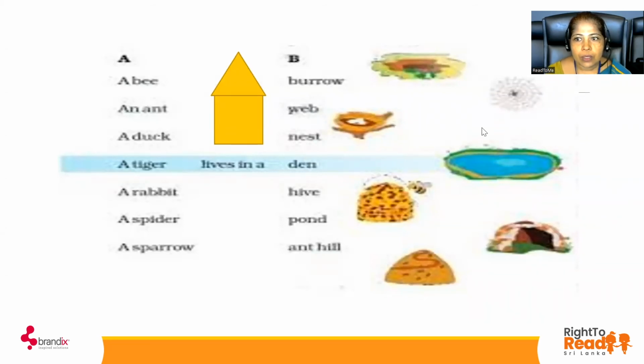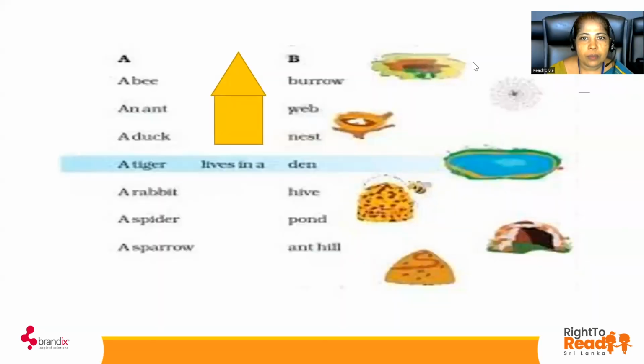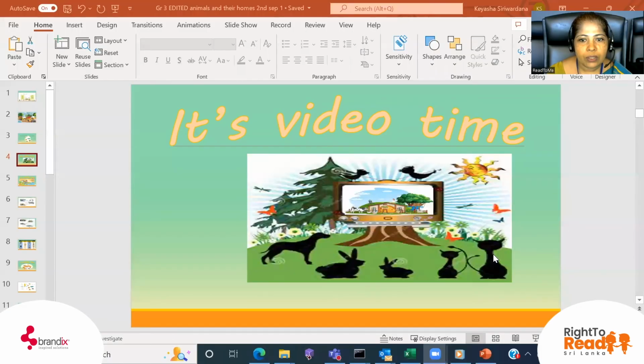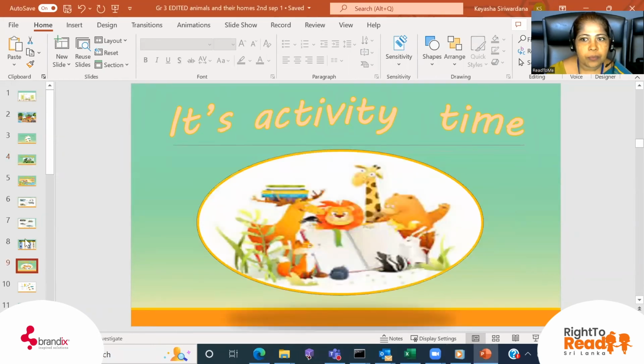So learn the names carefully, children. Very important to know where they live. So names, where they live. Very important. A bee lives in a beehive. A lion lives in a den. Tigers live in a den. And then fish. We can say pond, the sea, the river. You know, they live in water.